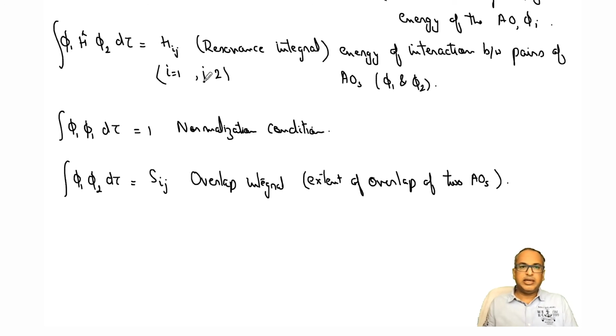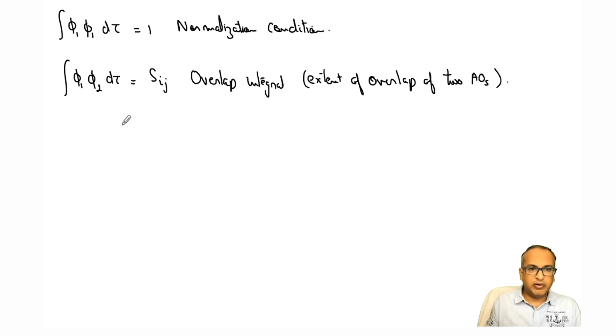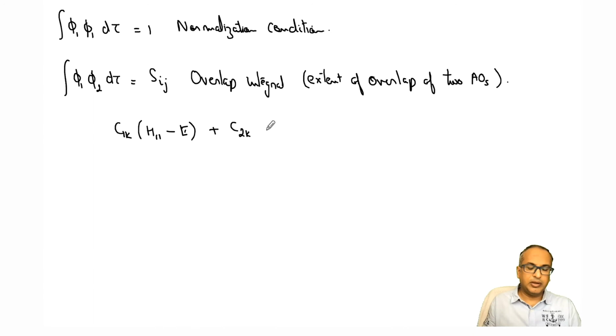That is very, very easy, and now you can rewrite the above equation by using these indices. Let us see what we have got. We have c1k, and we can now write it as (H11 minus E). H11 corresponds to the complete integral which I said, plus c2k, and we have (H12 minus E) equals 0, right?